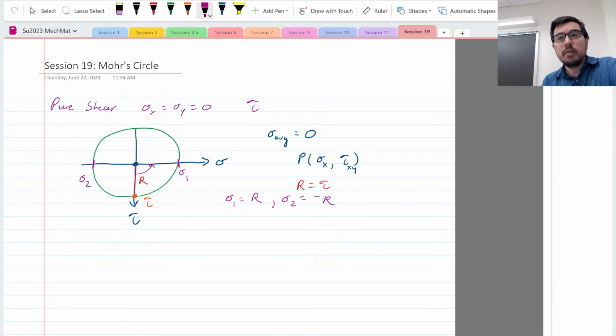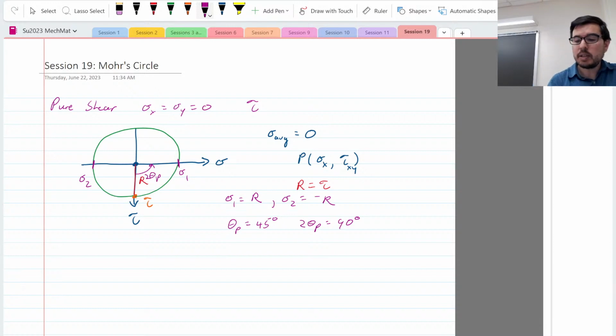Okay? And that's, again, so the theta p that's necessary to get to the principal stresses is 45 degrees, right? Or 2 theta p is equal to 90 degrees. And that's counterclockwise.